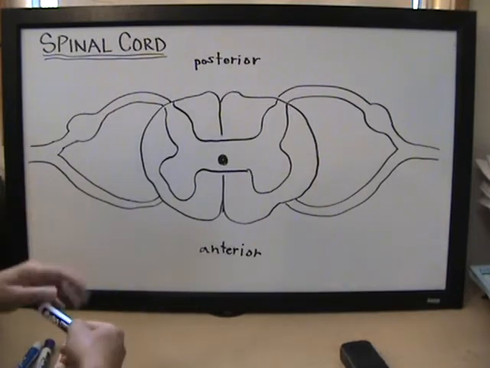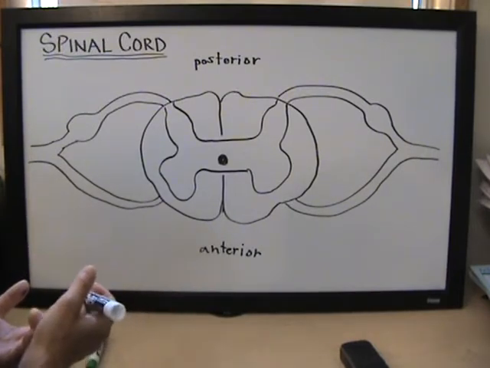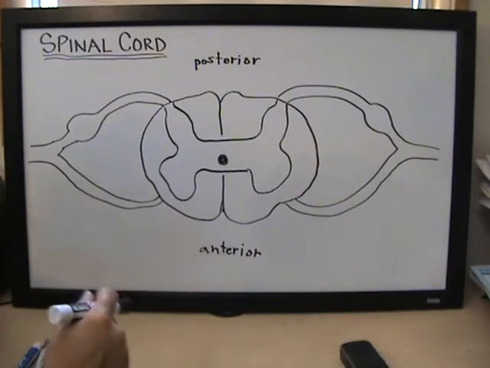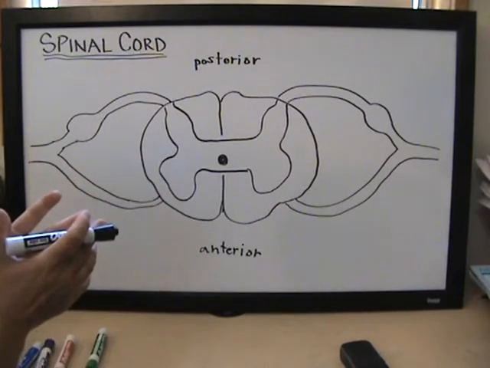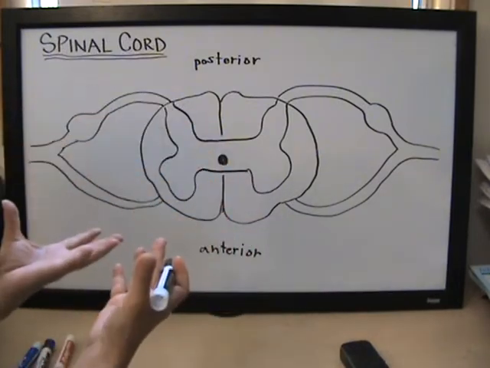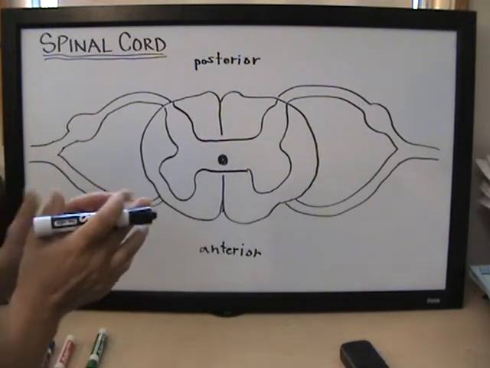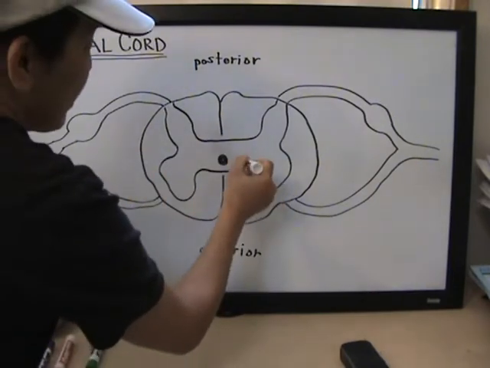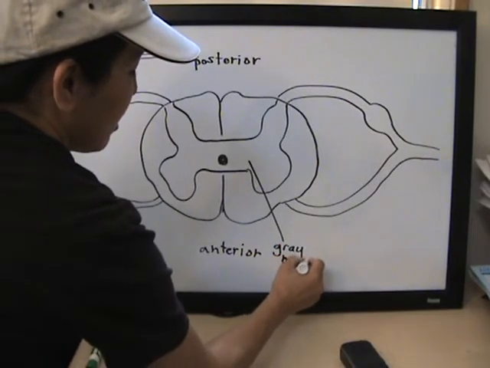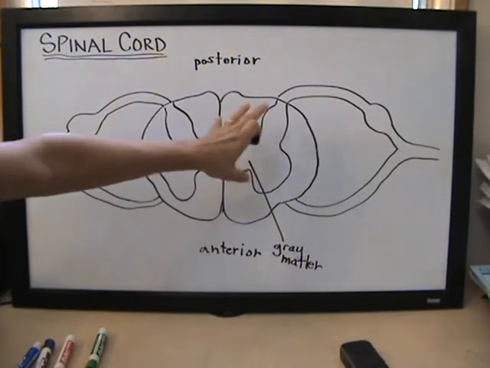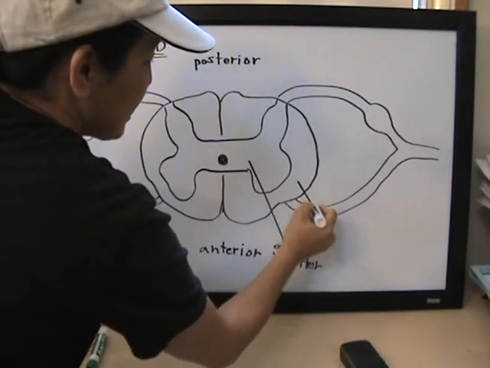So first of all, gray and white matter. Gray matter is, remember, made up of neuron cell bodies and dendrites, and the white matter is more myelinated axons. In the brain, the gray matter is more on the outside in the cortex, and the white matter is more internal. The spinal cord is kind of switched around. The gray matter is located internally, forming this butterfly-shaped structure, and the white matter is outside here.